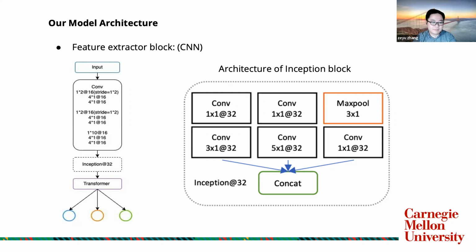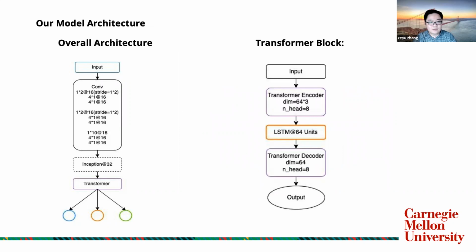Next slide, please. After the feature extractor, we feed its output into the transformer block. A transformer block consists of 3 parts. The first part is a transformer encoder, followed by an LSTM block, and ending with a transformer decoder block. Then we finally get a probability distribution over 3 classes as designed.